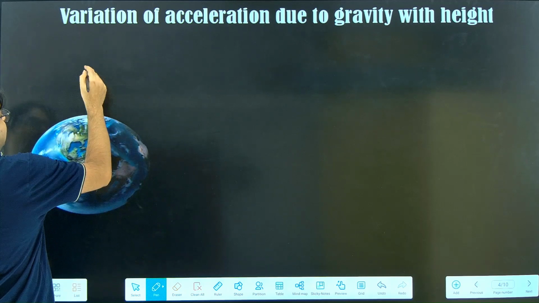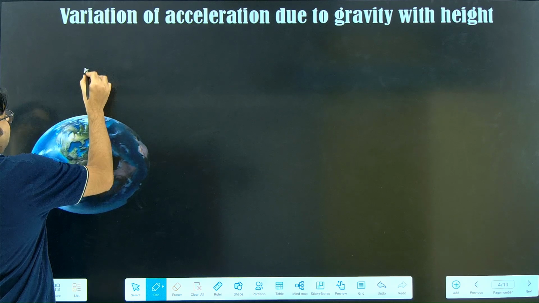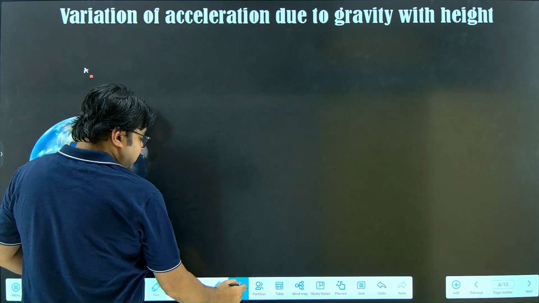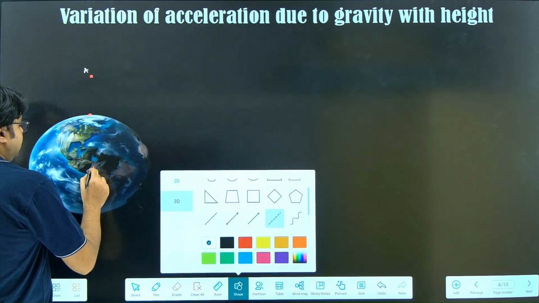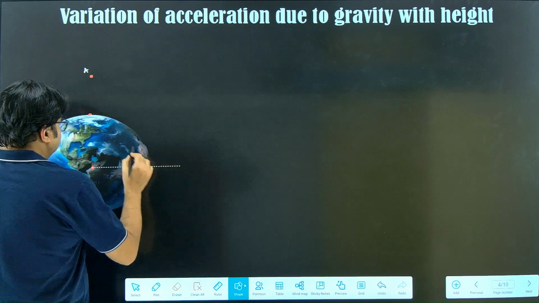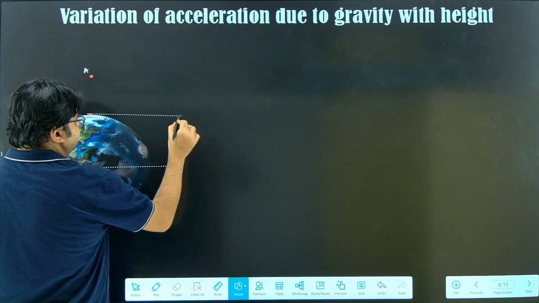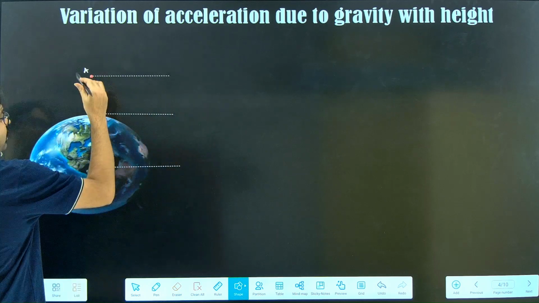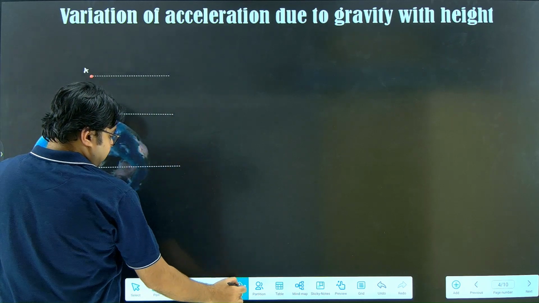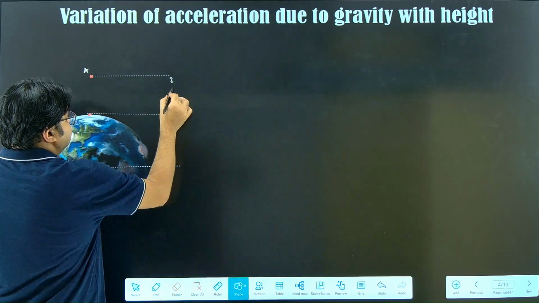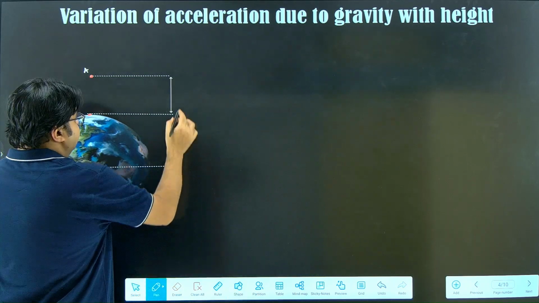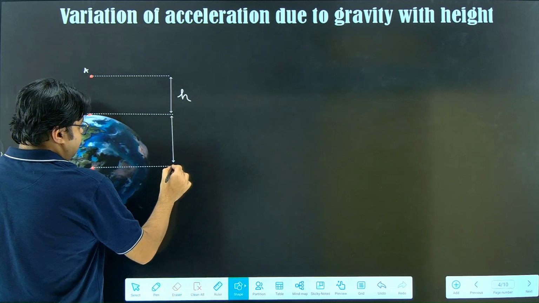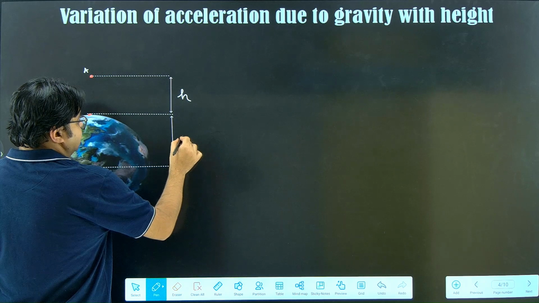This is the point. Let me call that point A, and that's where you want to measure the acceleration due to gravity. Let's write down all the distances. So you have this being the center, that being the surface, and this one being the height of the point from the earth's surface. Let us mark these distances. From here to here, it is the height h, and from here to here is the radius of the earth.